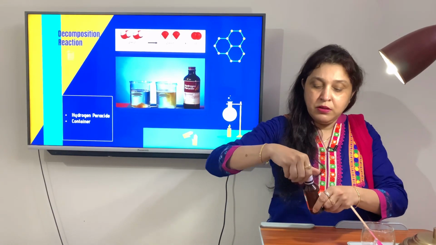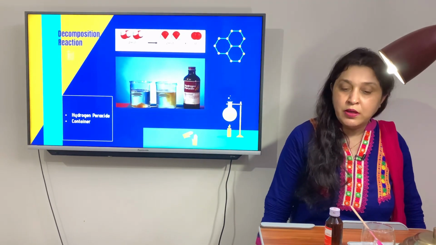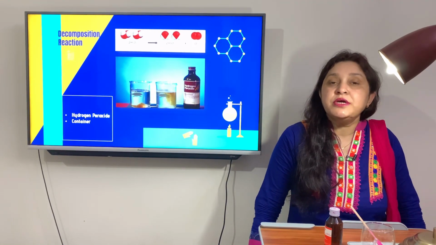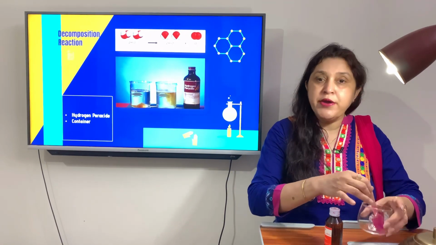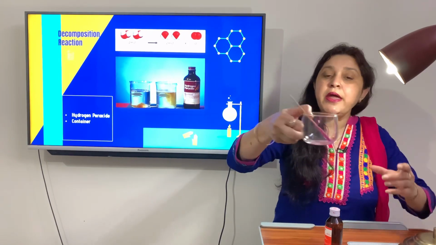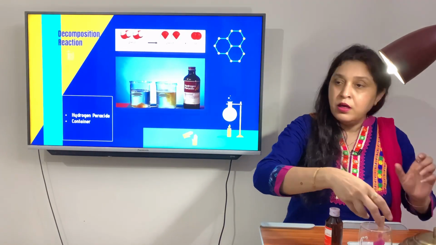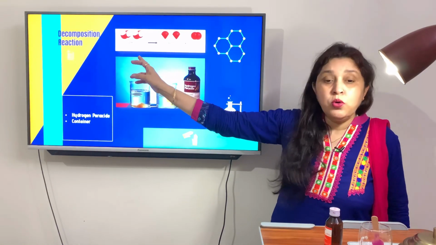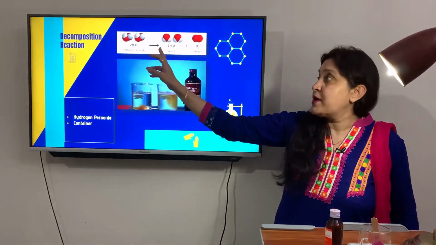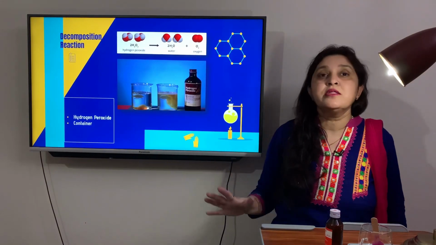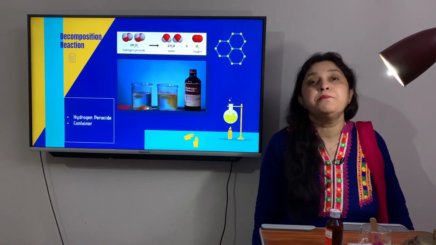What happens? When it is exposed to light, it gets decomposed because the built-up oxygen gets released and the totally decomposed hydrogen peroxide remains as water. See the reaction? H2O2 is hydrogen peroxide, and when it gets decomposed, it becomes water and oxygen is released. So this is decomposition of hydrogen peroxide.